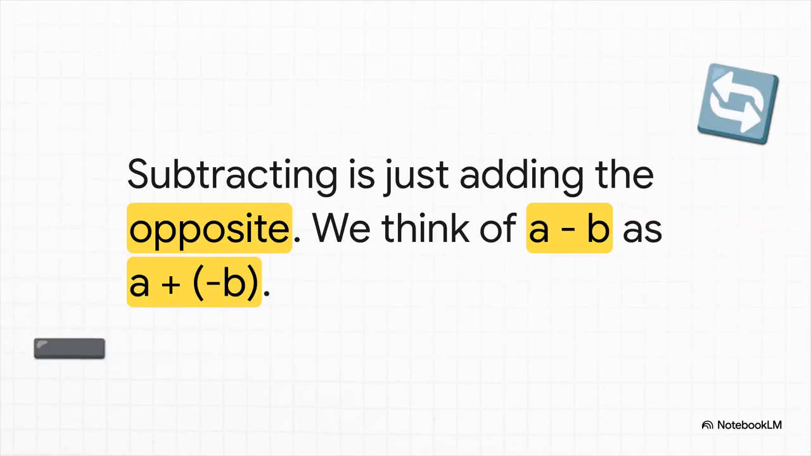Okay, so what about subtraction? Well, this is where things get really, really simple, I promise. If you know how to add vectors, you already know how to subtract them. We just have to pull a little mental trick. Instead of thinking A minus B, we're going to think A plus the opposite of B.